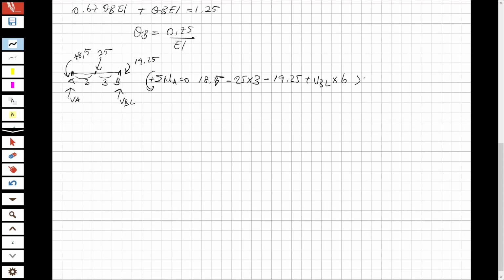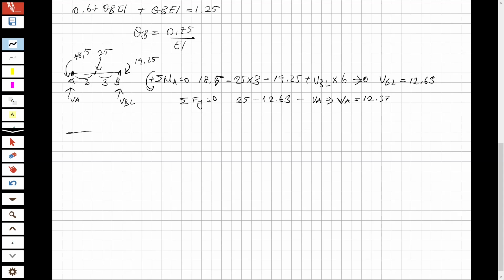If it is equal to 0, so VB left will be equal to 63. So for the total Fy equal to 0, I'm going to take 25 minus 12.63 minus VA, and VA will be equal to 12.37. So now I specified the first part, so now let's do it for the second part.